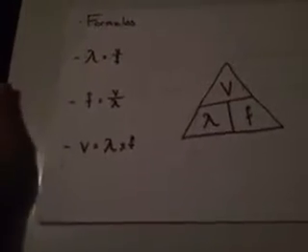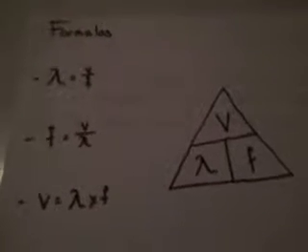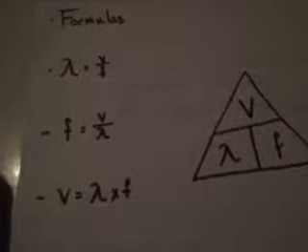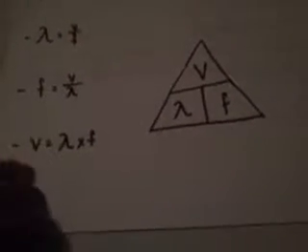Formulas. The first formula is wavelength equals wave speed over frequency. The second one is frequency equals wave speed over wavelength. And the last one is wave speed equals wavelength times frequency. And there's your triangle.